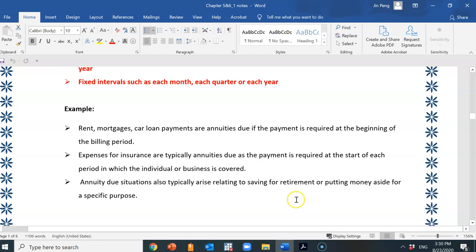Okay, feel free to tell me any life examples or financial examples about ordinary annuity and annuity due in our discussion board. And always remember, if the payments occur at the beginning of each period, it is annuity due. If they occur at the end of each period, it is ordinary annuity.